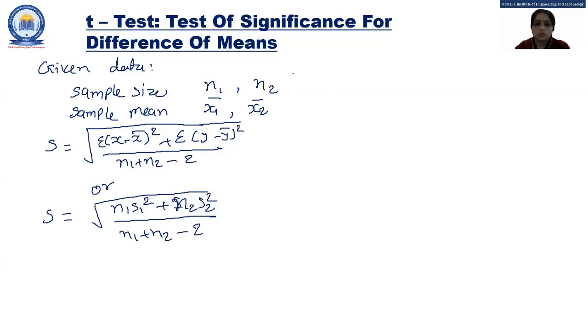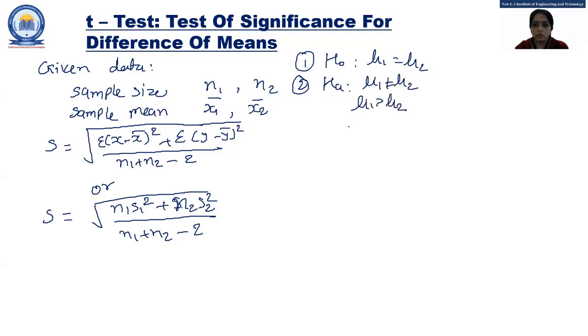So first one, null hypothesis, and that is mu1 equal to mu2. As you all know, mu1 and mu2 are the population means, and as per the population means, mu1 equal to mu2. So there is no significant difference between the two sample means, right? HA, there are three possibilities: mu1 not equal to mu2, mu1 greater than mu2, and mu1 less than mu2.